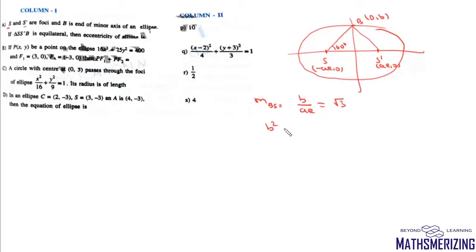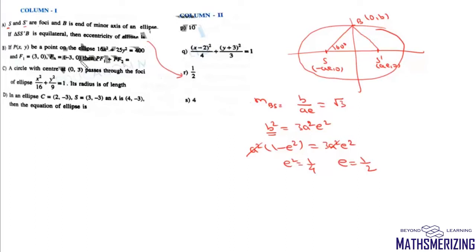Now we can write B square equals 3 A square E square. Now we also know that B square is A square into 1 minus E square. So we write A square into 1 minus E square as 3A square into E square. Now A square will cancel. We can write E square equals 1 by 4. So in that case, value of E is simply 1 by 2. So option A, it matches with R.